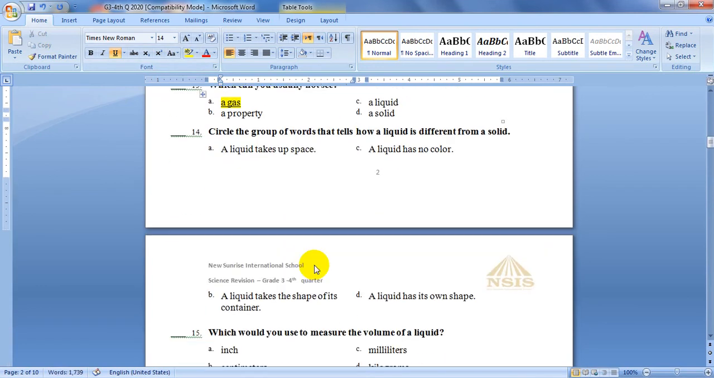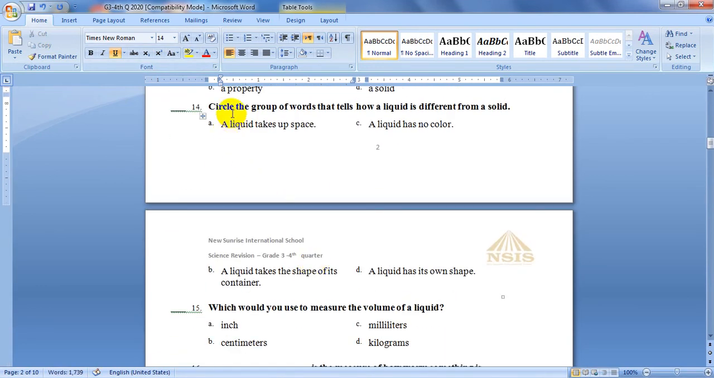The next, 14. Circle the group of words that tells how a liquid is different from a solid. A liquid takes up space. A liquid takes the shape of its container. A liquid has no color. A liquid has its own shape. The answer will be letter B. A liquid takes the shape of its container.